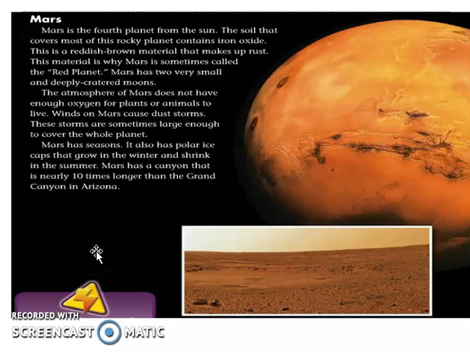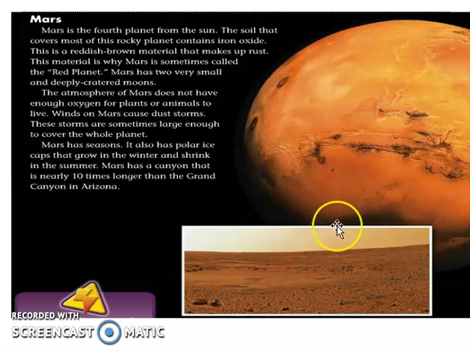Okay, we are so interested in this planet because some say that people could live on Mars, but actually, according to research of astronauts and astronomers, as of the record, Mars is still not a livable planet. Mars is the fourth planet from the sun. The soil that covers most of this rocky planet contains iron oxide.